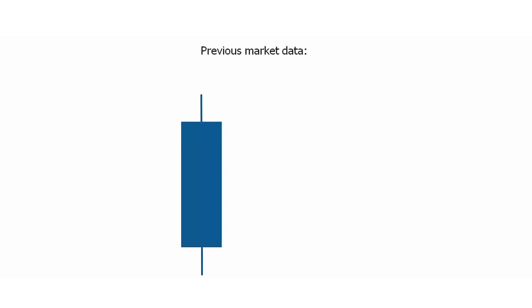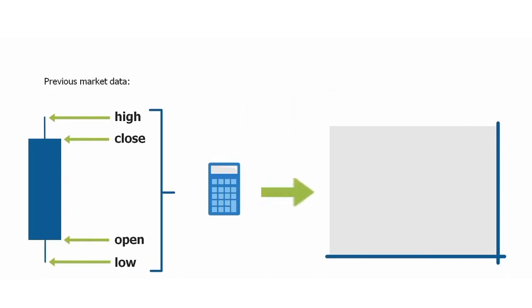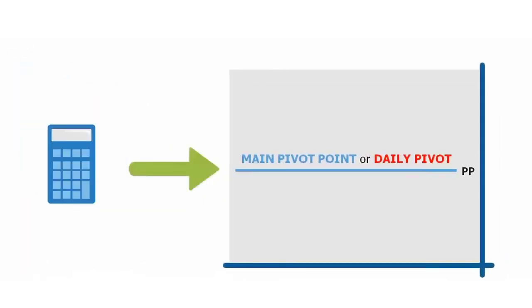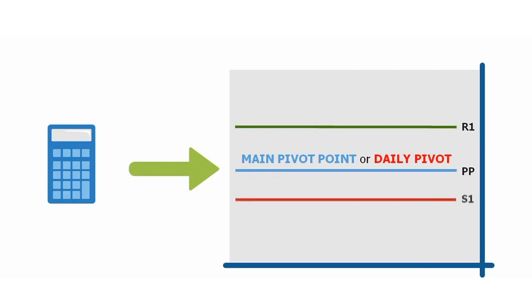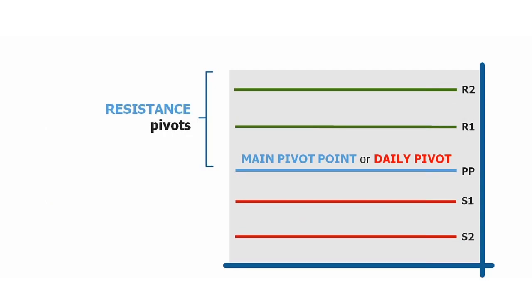There are different types of pivot points that are calculated using previous market data. Most commonly, the previous day's open, high, low and close are used. The previous session's data is used to calculate the main pivot point, the point at which the market is said to pivot around. Once this has been calculated, the main pivot point is then used to calculate the other pivot points. The pivot points above the main pivot are labelled as resistance pivots, notably R1, R2 and so on. Pivot points that are below the main pivot are support pivots labelled S1, S2 and so on.